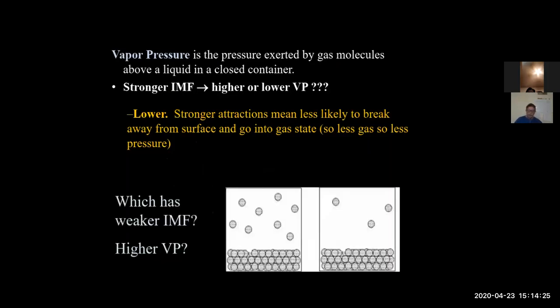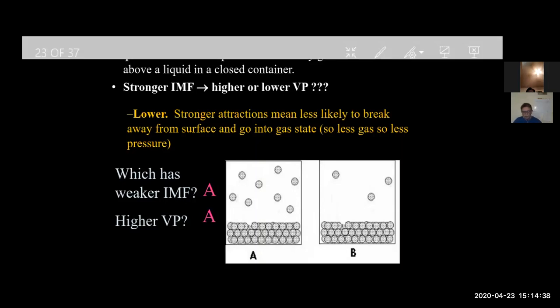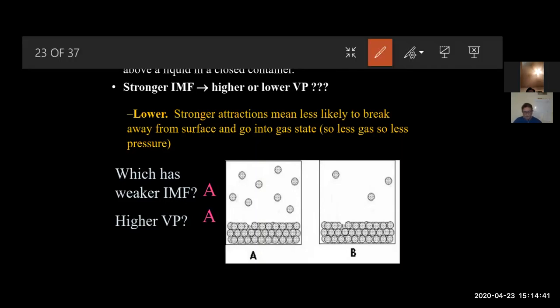So a good example in the diagram is this one here. In both cases, A has the weaker IMF and the higher vapor pressure. You can see here that A has a lot more gas molecules, which causes that vapor pressure to be greater when we compare it to B, where yes, it has vapor pressure, but it's low because the IMF interaction of the molecules in the liquid phase is much stronger in B than they would be in A.